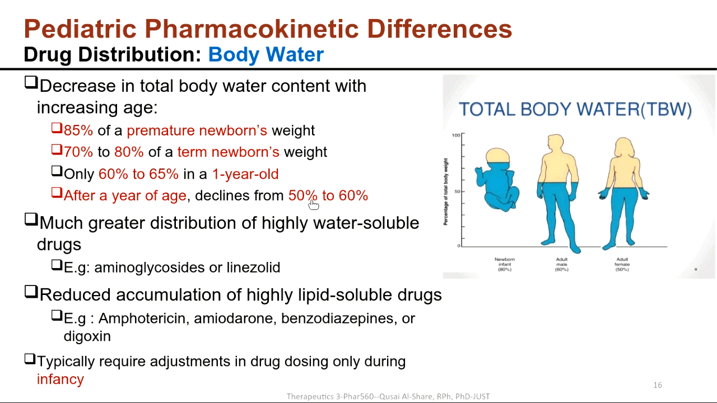For example, aminoglycosides, which are antibacterial agents, and linezolid have a much greater distribution in water soluble drugs. On the other hand, because they have more water content, we will have reduced accumulation of highly lipid soluble drugs. Examples of these are amphotericin B, amiodarone, benzodiazepines, or digoxin. These are highly lipid soluble drugs.